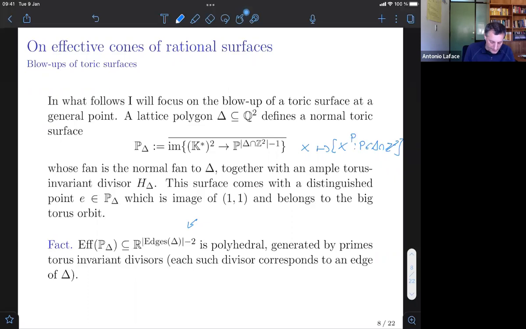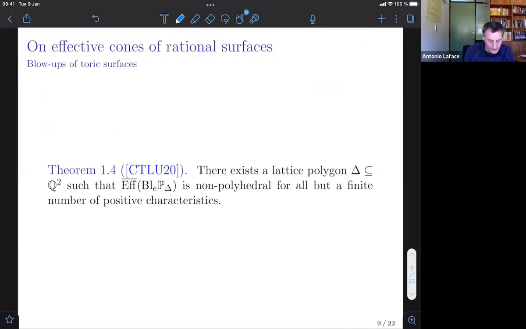So in a recent joint work with Anna Maria Castravet, Zhenya Tevelev, and Luca Galluzzi, we proved that there exists a lattice polygon Delta such that the pseudo-effective cone of the blow-up of P_Delta at the general point E is non-polyhedral for all but finitely many positive characteristics. So this is another way of producing these pseudo-effective cones which are non-polyhedral.